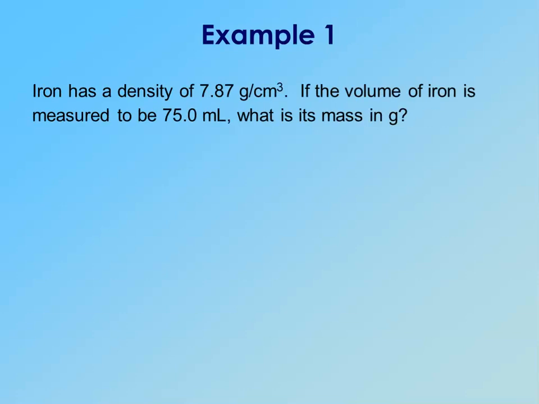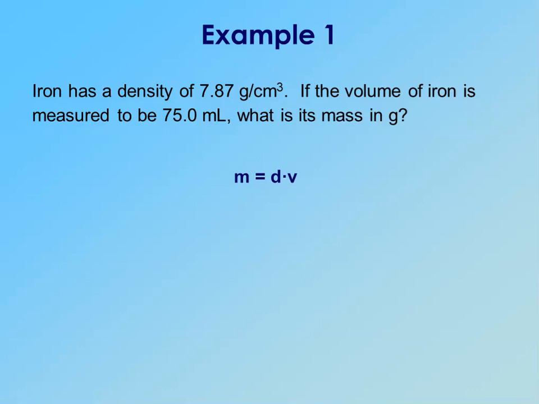So here we have iron with a density of 7.87 grams per centimeter cubed. We're told the iron's volume is 75.0 milliliters. What is its mass in grams? So we're trying to find M, which would be density times volume. You have a density and you have a volume, but you will notice that the density's volume unit is not the same as the actual volume unit of your iron sample.